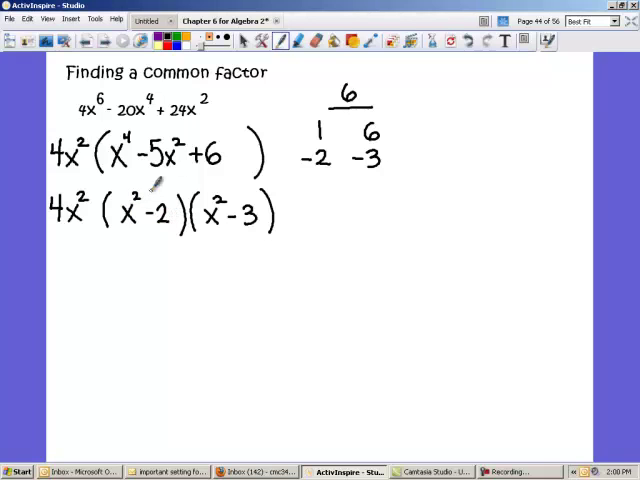Same thing over here. We can take the square root of x squared, but we can't take the square root of 3 and get a whole number. So this is also done. This is now factored, this answer here.